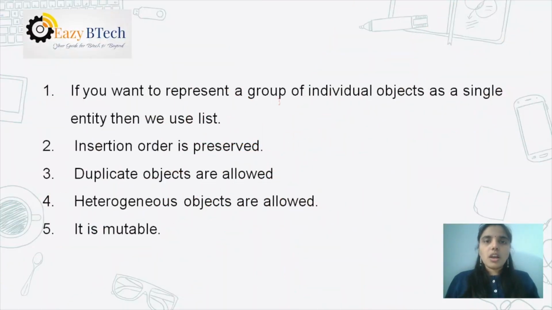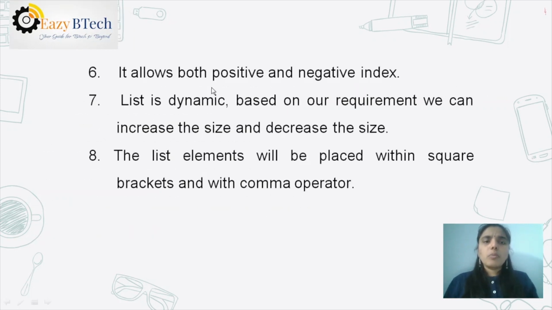What is a list? Up to now, I was storing one object, one value, in one variable. If you want to represent a group of individual objects as a single entity, then we use the list type. If you want to store a group of values of any different data type, heterogeneous data types, as a single entity, then we use the list data type. Insertion order is preserved, duplicate objects are allowed, heterogeneous objects are allowed, it is mutable, and it allows both positive and negative index. List is dynamic. Based on our requirement, we can increase or decrease the size. The list elements will be placed within square brackets with a comma separator.